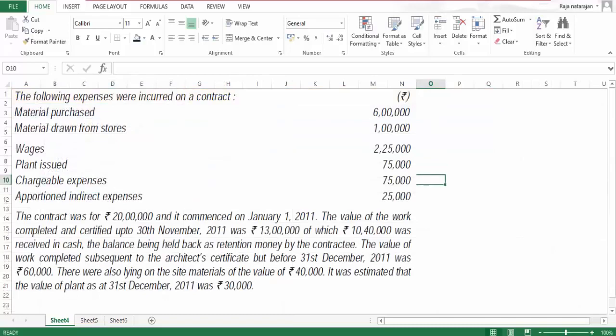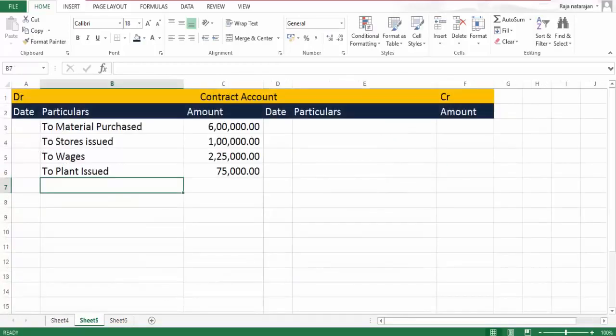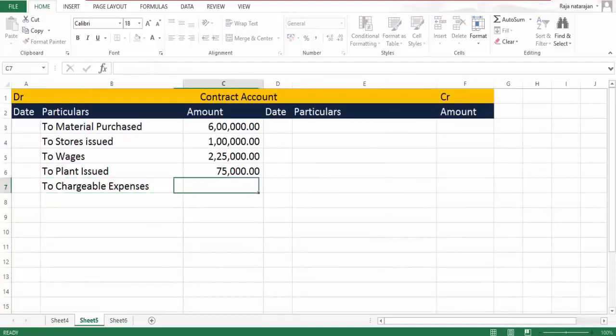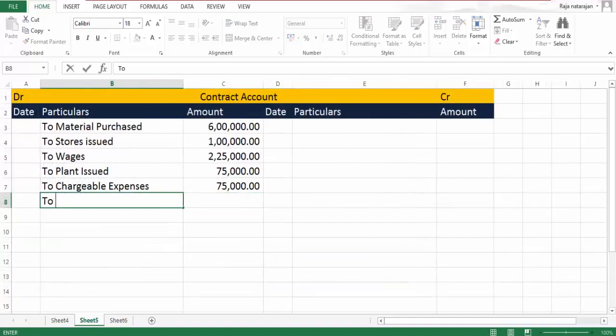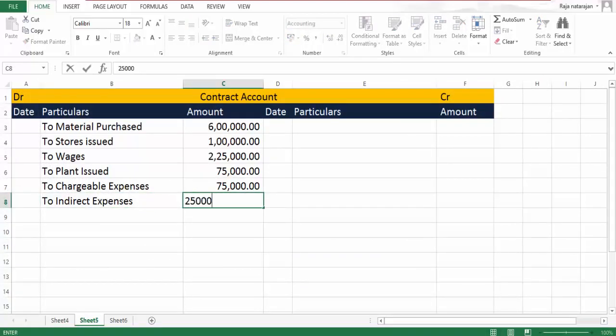Then we have chargeable expenses of 75,000. So we'll say to chargeable expenses, that's around 75,000. Then there are some apportioned indirect expenses of 25,000. So we'll say to indirect expenses 25,000. Okay, so much has been spent on this project.